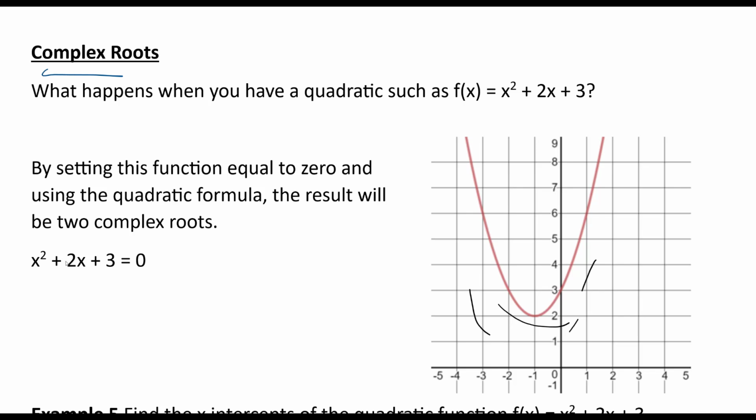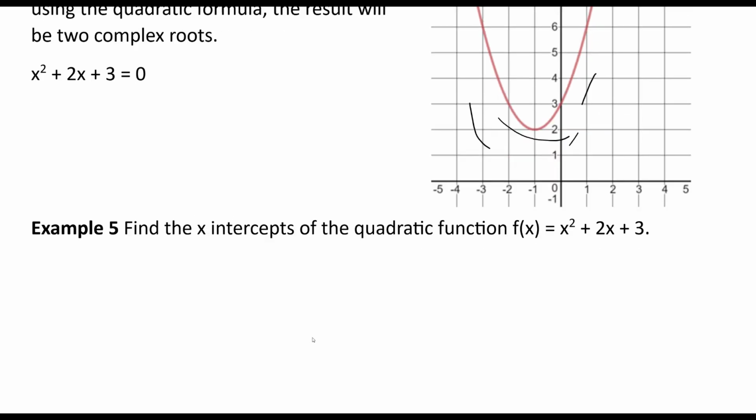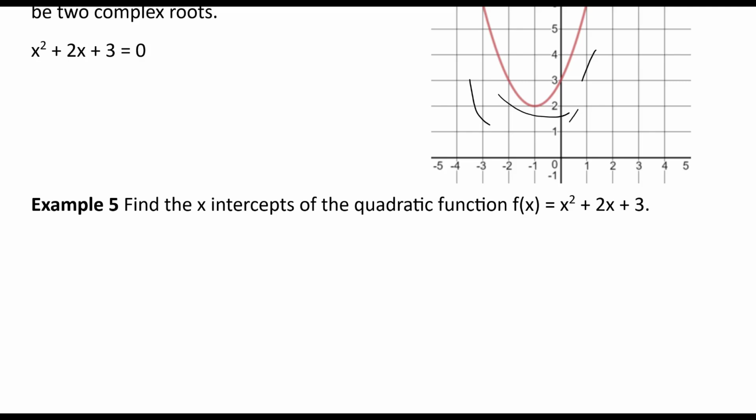By setting x squared plus 2x plus 3 equal to 0, and I use the quadratic formula. I mean, we're not going to be able to factor that. In rare cases could we factor it. So we'll just get really comfortable with the quadratic formula. And it looks like our A, this is example 5 as well, A is 1, B is 2, and C is 3.